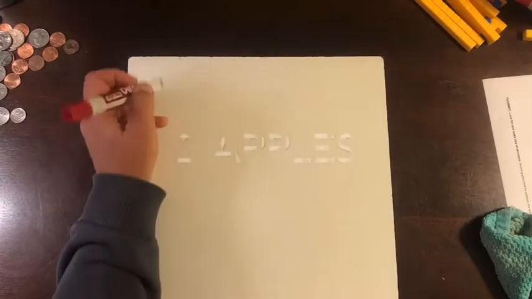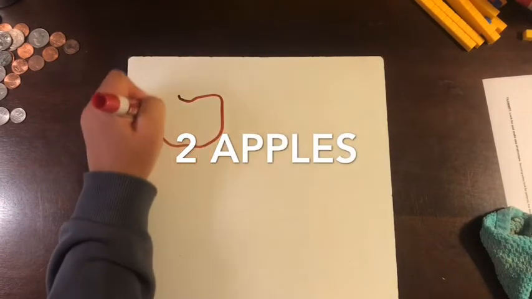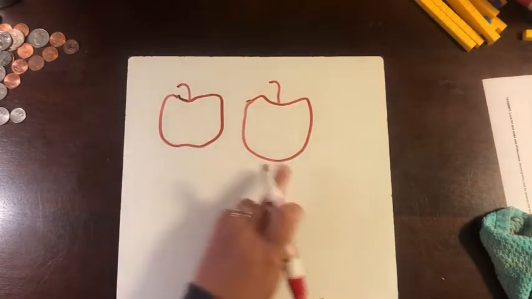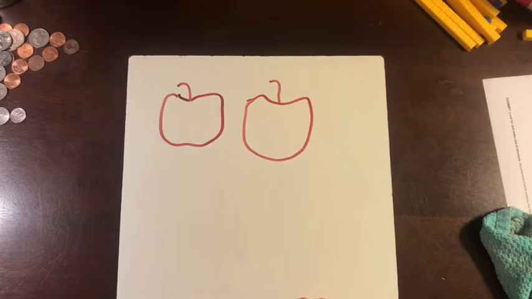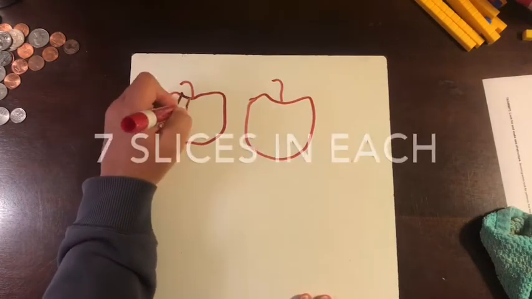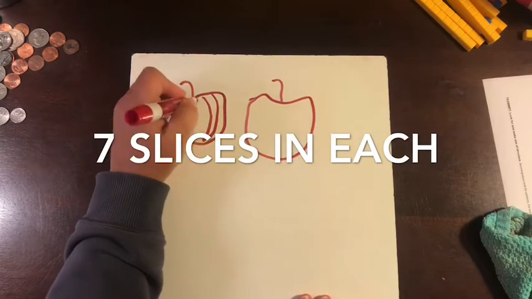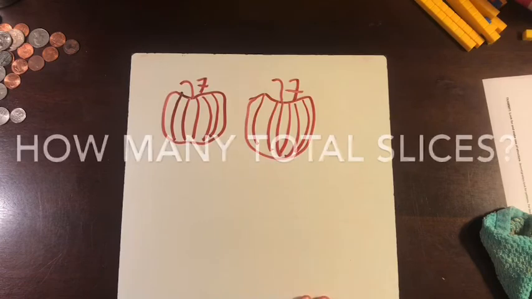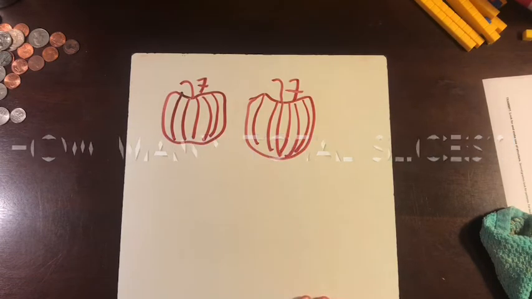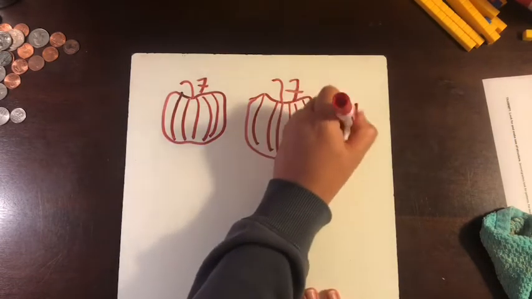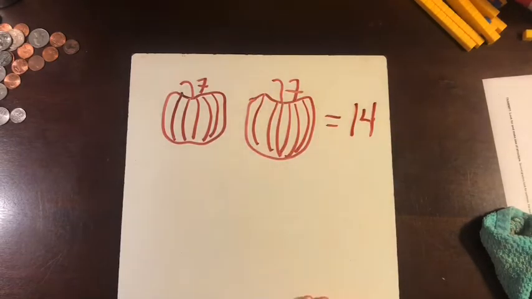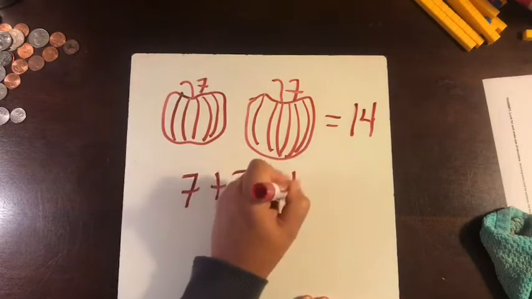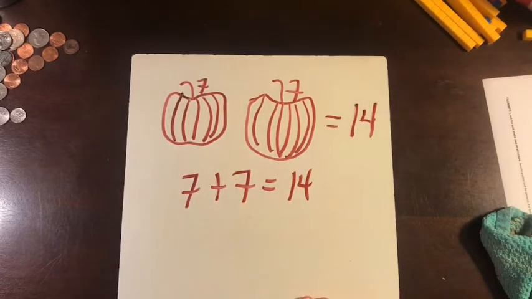We have 2 apples. Okay. You have 2 apples, and there are 7 slices in each apple. I'm just going to say 7. It's supposed to be 7 in each apple. How many would I have in all? Yeah, 14. And what would be my addition number model? 7 plus 7 equals 14.